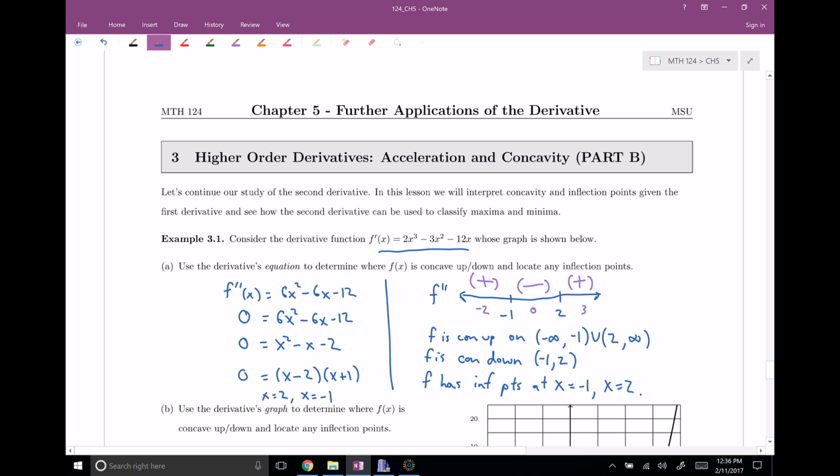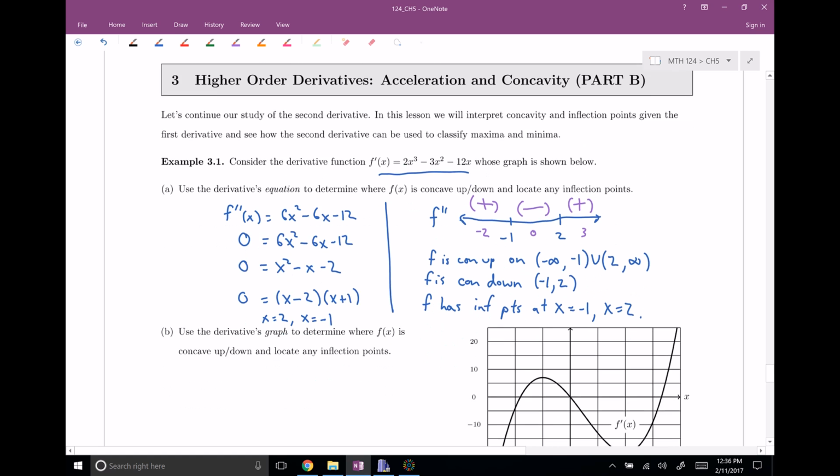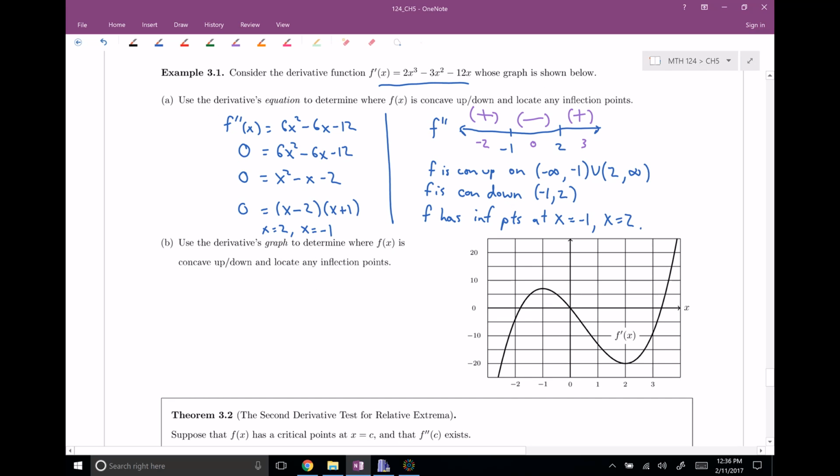Everyone's happy. Okay, so there's our answer. Now the real challenge is that imagine if I didn't give you the equation and all I gave you was this graph here, right? And I still want to determine where the original function f is concave up, where is it concave down, where does it have inflection points? What would you look for?